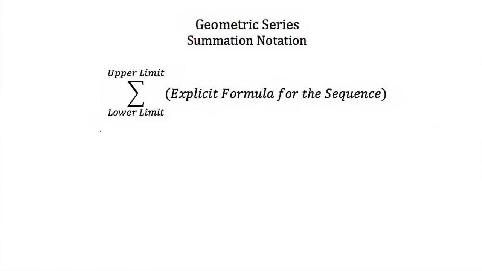Now sometimes you'll see a geometric series written in summation notation. Summation notation is indicated by this crazy E here. This is the summation sign. Above the summation sign is what's called the upper limit. This typically, when we're talking about geometric series, is the number of terms that we're going to be adding together. Or sometimes you can think of this as the maximum value of n.